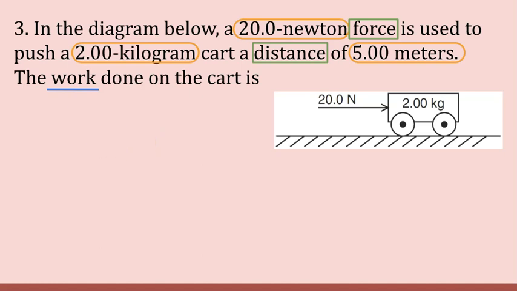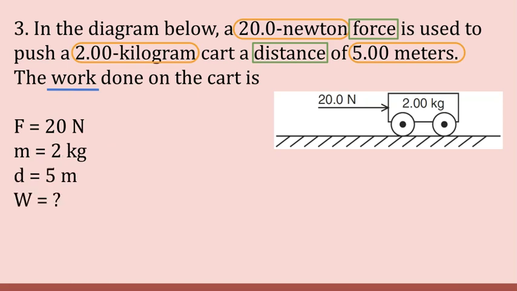We could go back to look at the power equation, but I don't really have any information on power. So let's just start listing our variables. I know that force is 20 newtons. I know that mass is 2 kilograms. And I know that distance is 5 meters, and I know I'm looking for work.